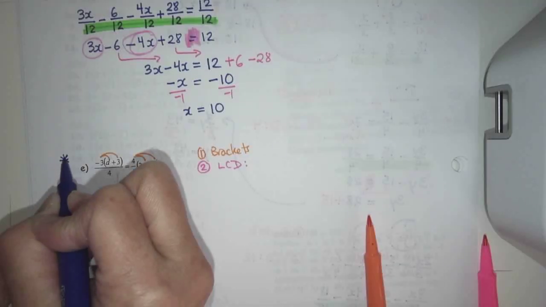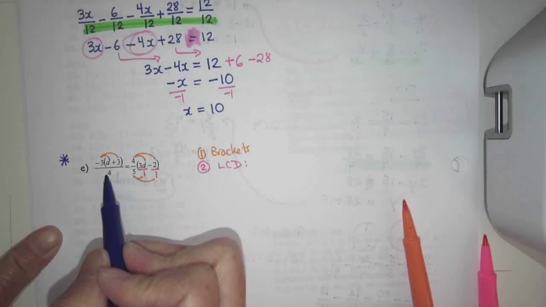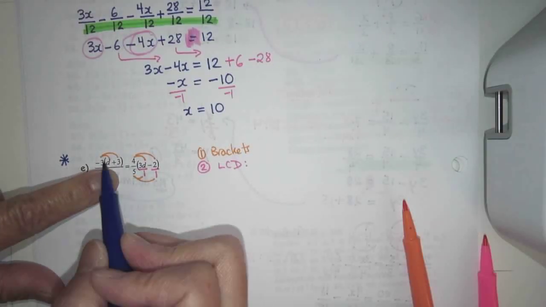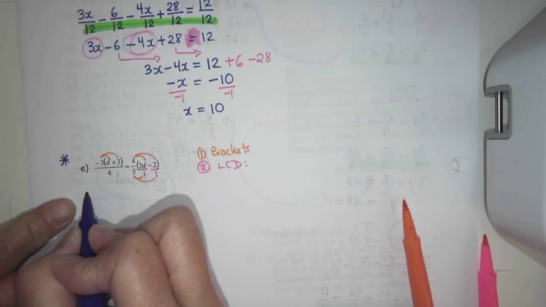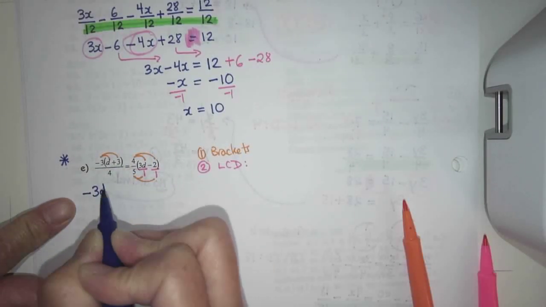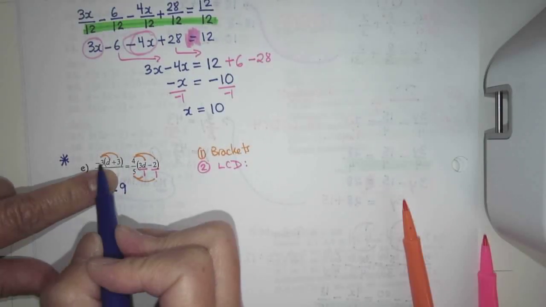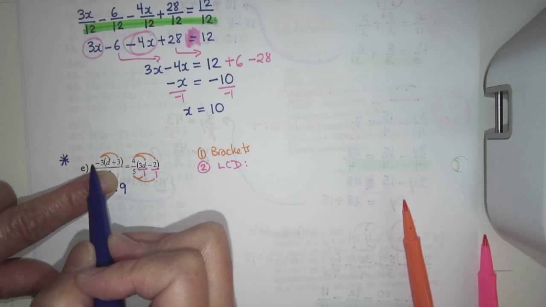So that's only going to be, and this is a big, big mistake that people make, so put a star right here. People think the 3 gets its own 4 and then the D and the 3. No, no. So finish the top. So the top is negative 3D, bring in the 3, minus 9. So that's the numerator, right?